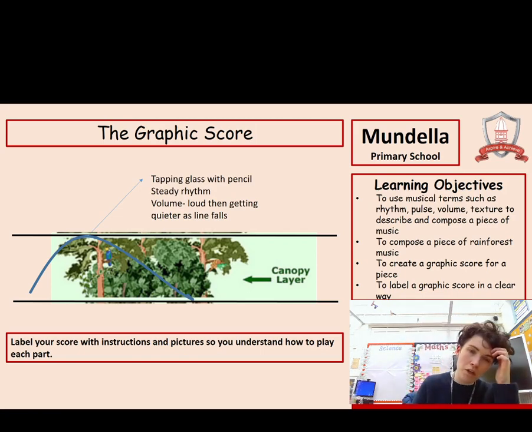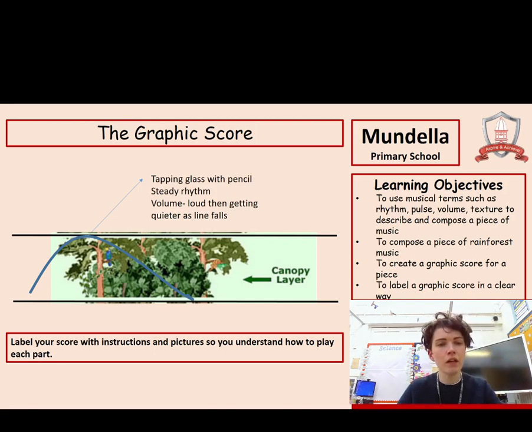Okay, so what you are going to do is have a go at drawing or writing your instructions, labelling your graphic score so that you understand how to play it. So are you going to do a steady kind of rhythm? Is it going to get louder or quieter? How are you going to play those parts? So pause the video now to have a go at doing that.